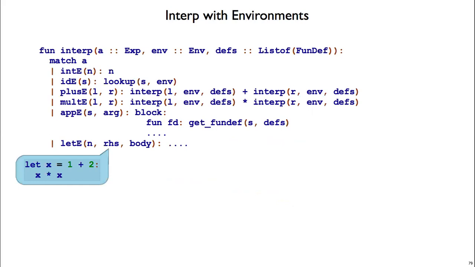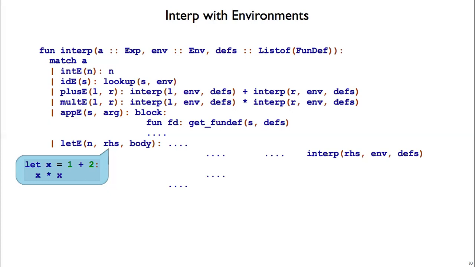Now for let. And to help guide us through, we have an example here. Let x equals 1 plus 2, x times x. So x refers to the first x here. The right-hand side is 1 plus 2, and the body is the multiplication, x times x. So the first thing to do to interpret this let is to interpret the right-hand side. We can do that interpretation with the same environment and definitions that we had as input.